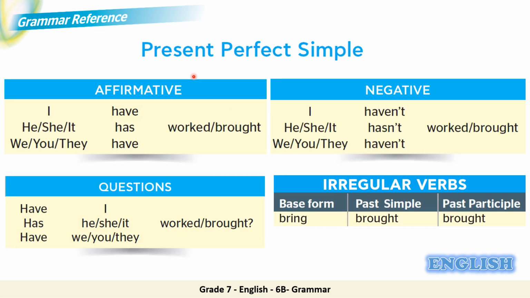While when we talk about the present perfect simple, it's a little bit different. In the affirmative form, we use have or has after the subject, followed by the past participle form of the verb. Now, if the subject is third person singular, like he, she, or it, we add has. Now, in the negative, we add the word not between have or has and the past participle.